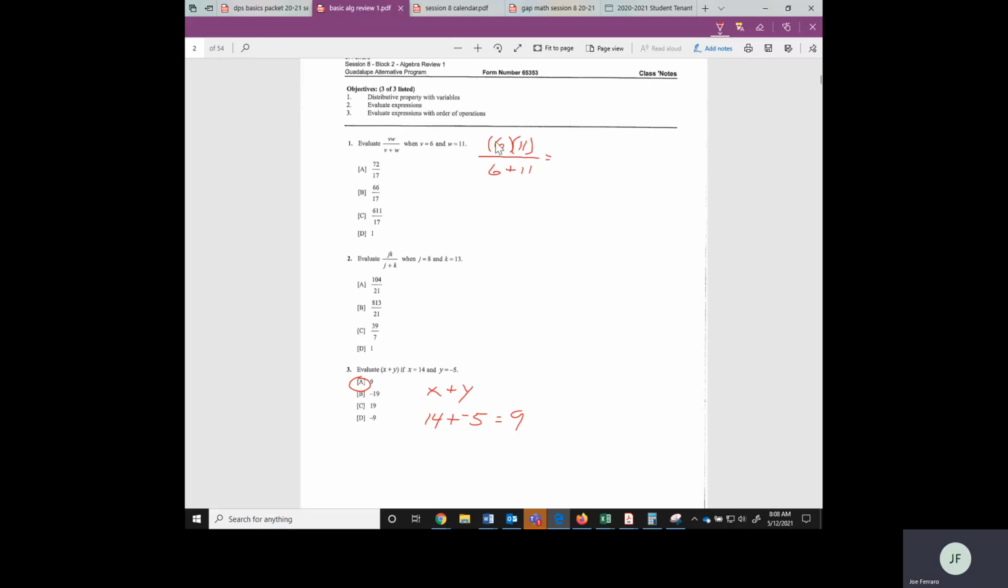When you have a fraction with things on the top and the bottom, you do the top separately, you do the bottom separately, and then see if you can simplify. So 6 times 11 is 66. And then on the bottom, 6 plus 11 is 17. Sometimes we might have to change this to a decimal or mixed number, but here they leave it just the way it is. And there's your answer.